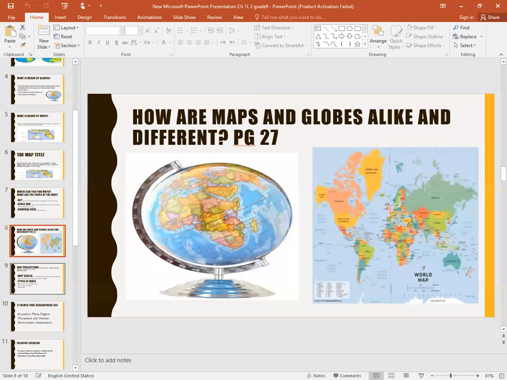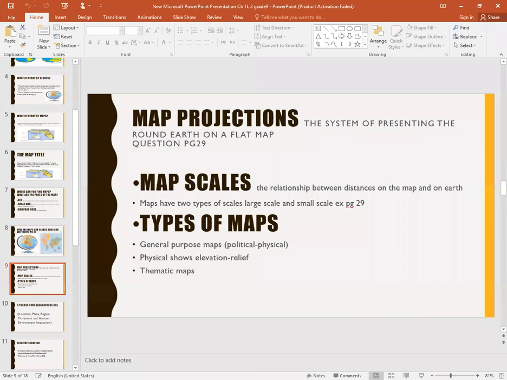Map projection. Since the Earth is round, to convert it into a flat map, they use map projections. Thank you very much. Map projection is the system of presenting the round Earth on a flat map. This is how we use map projections.